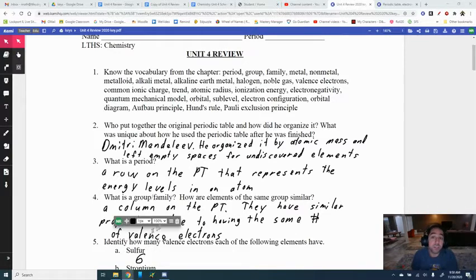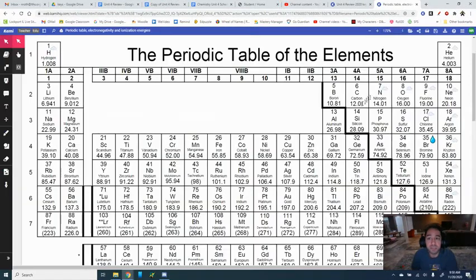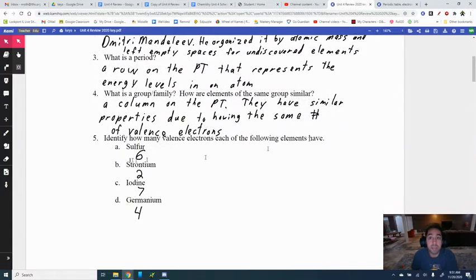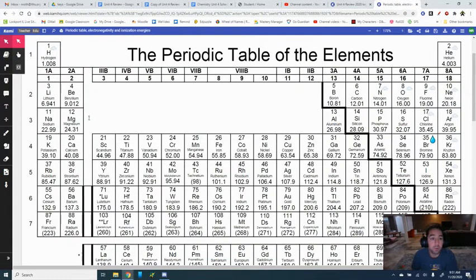Okay, so in order to do this, we need a periodic table, which I have right here. So the first one is sulfur. So sulfur is right there. It is in column 6 or family 6. So that means it has 6 valence electrons. I'm just going to show you these ones. So strontium is in column 2, so it has 2 valence electrons.